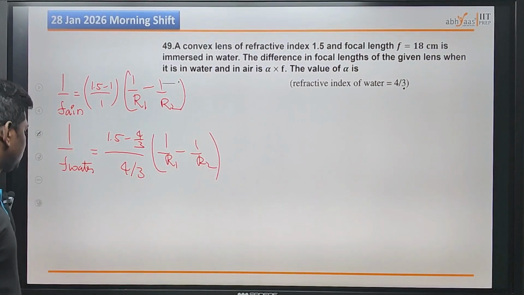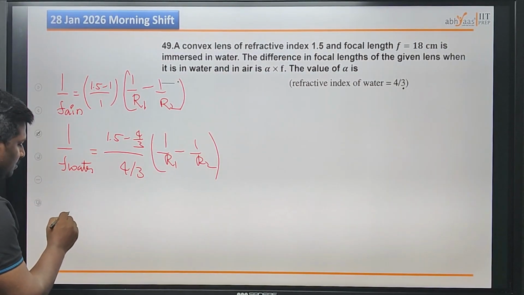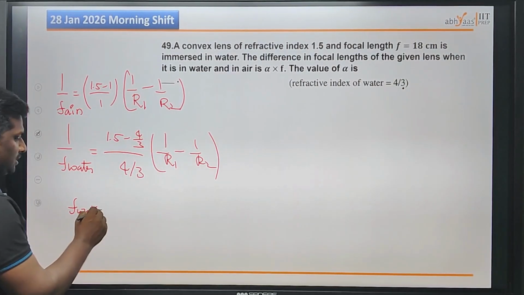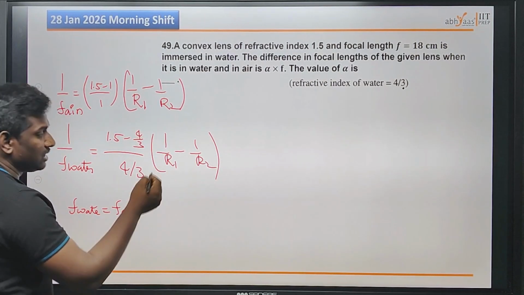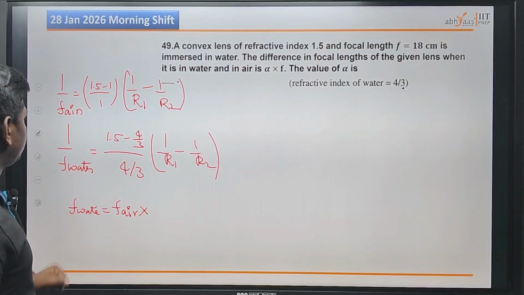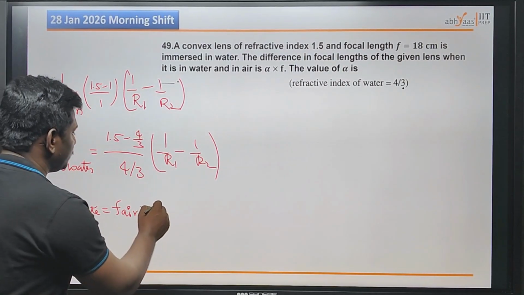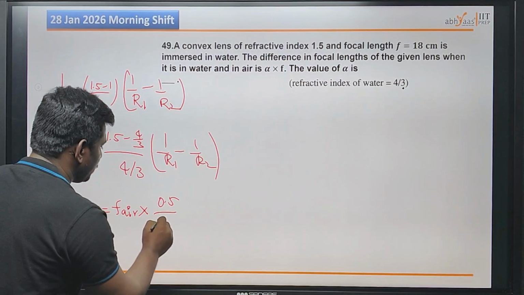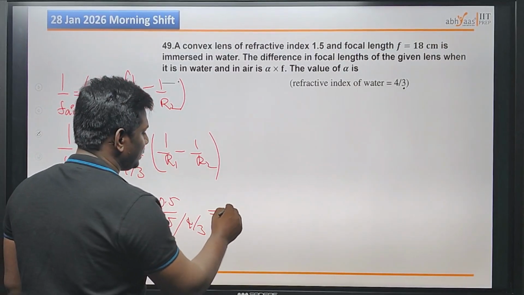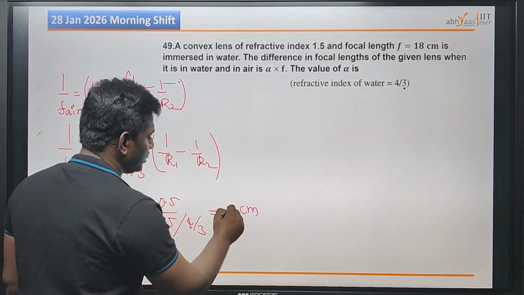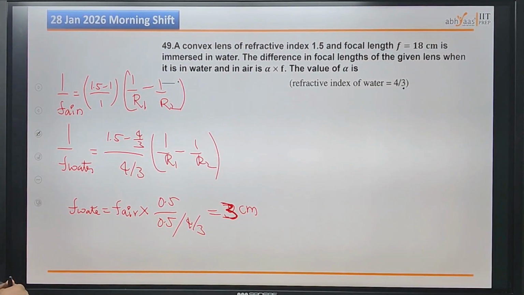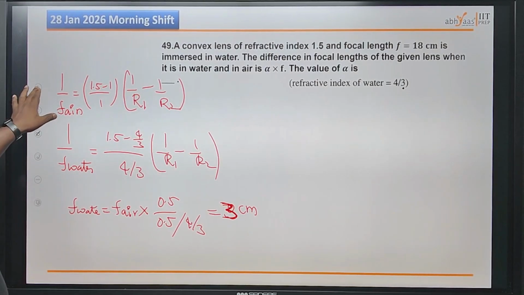What do you have to find? You have to find the ratio. So the focal length in water can be written as F in air, that they have given already, into the ratio, 0.5 by 0.5 by 4 by 3. Take that 18 centimeter and substitute here. You will get 3 centimeters. What is the focal length in water of that lens? That is 3 centimeters. Next question, see here.